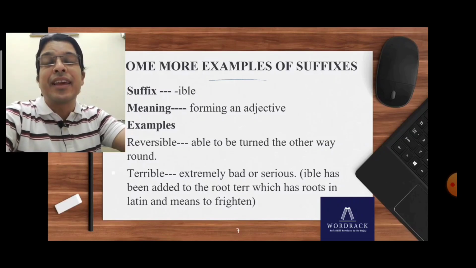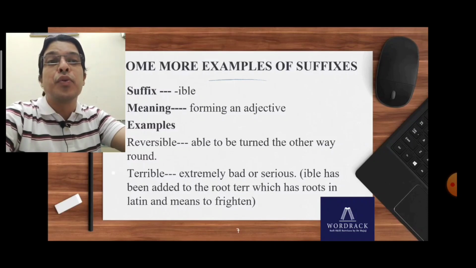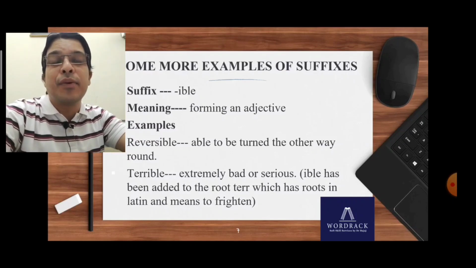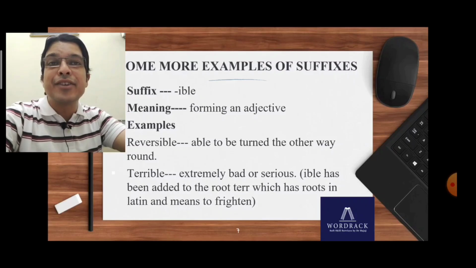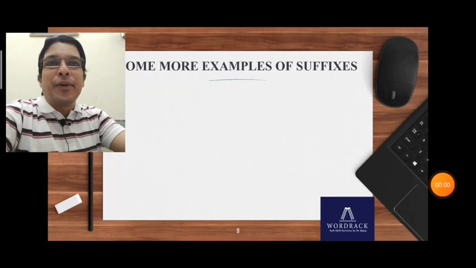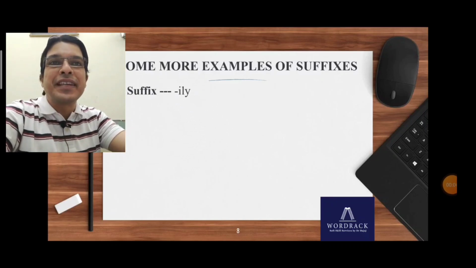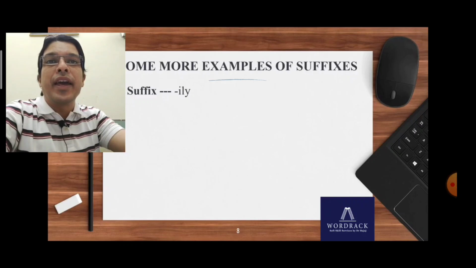So I repeat again, in the case of terrible, IBLE has been added to the root word TERR. TERR means to frighten. Here in the word terrible, IBLE has not been added to the word terror. Kindly remember. Now we should shift to the next example. Next example of suffix. It is ILY.